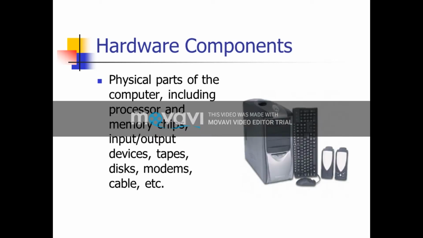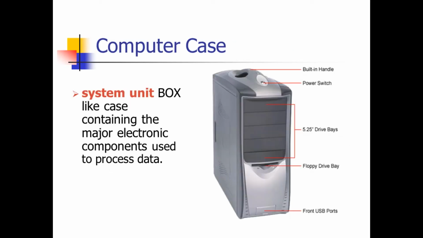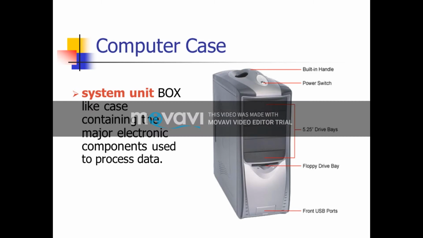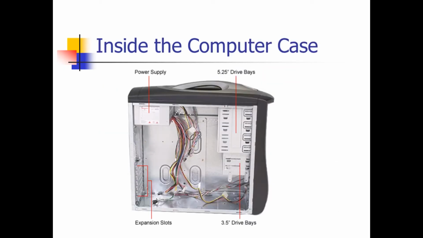The hardware components, as we said, are physical parts, and may include the processor, memory chips, input-output devices, tapes, disks, modems, cables, etc. The system unit box, like a case, contains the major electronic components used to process data. This is the outer look of the case, while the inner look of the computer case is this.